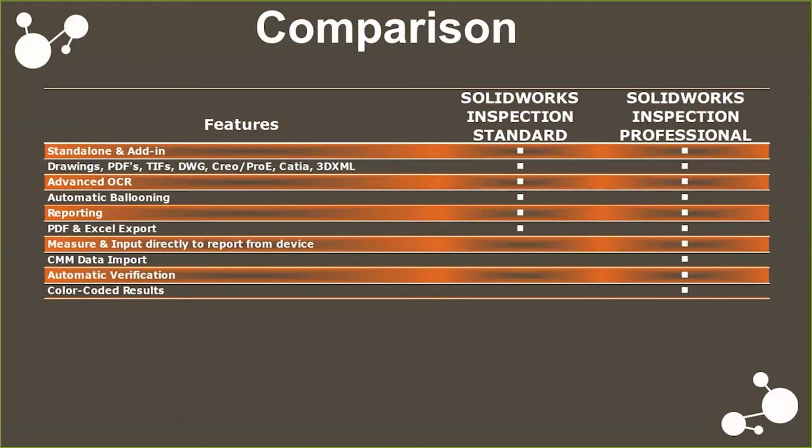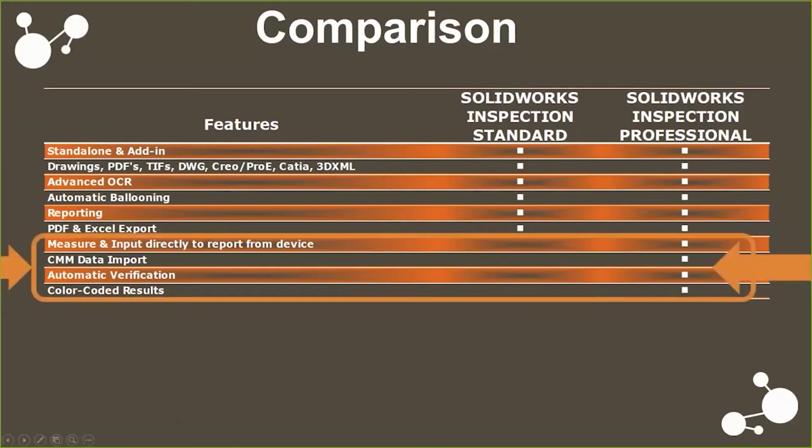Now, the big differentiator is down here. This is where SOLIDWORKS Inspection Professional shines: it allows you to actually measure and input your data directly into the report. You can also import CMM data. So for those of you that are using CMMs, you can run the CMM, have it pull off all that data, and then just import it into your report. You're going to do it directly inside the SOLIDWORKS Inspection standalone software. We're also going to see that it shows us automatic verification and color-coded results. Just some really nice enhancements for those of you that are doing a lot of inspection.